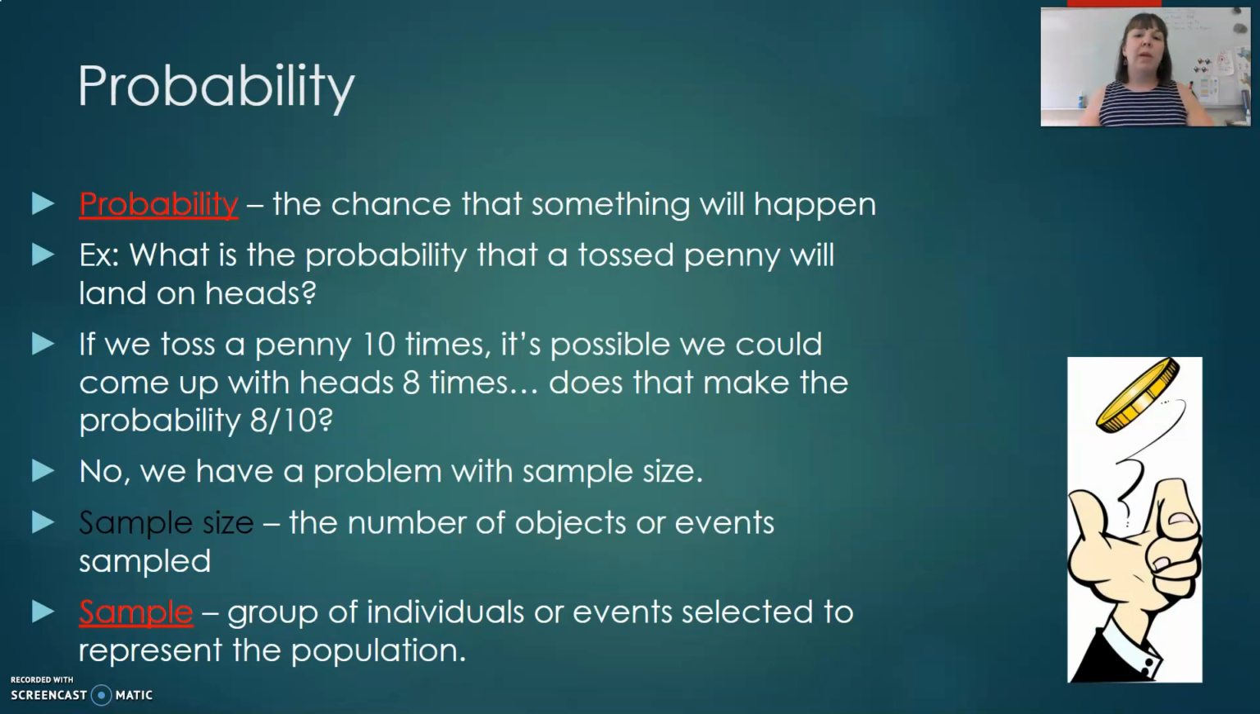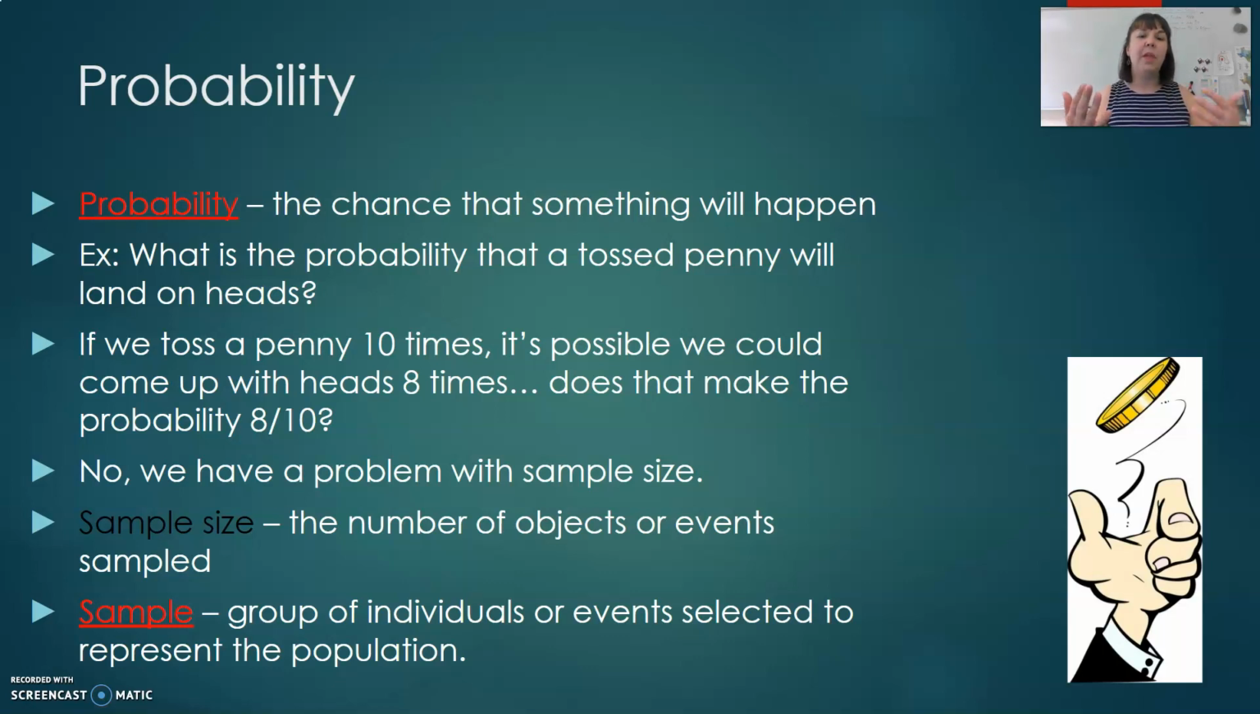When we look at data, we may look at how likely it is to be that way, and that's probability. Probability is the chance that something will happen or that something will be a certain way. For example, we could talk about the probability of a coin flip. What's the probability that a tossed penny will land on heads? If we toss one 10 times, it's possible that we could get heads 8 times and tails 2 times, but does that make the probability 80%? You know that's not true. Just because it can happen that way doesn't mean that the probability is exactly 80%. You have one head and one tail.